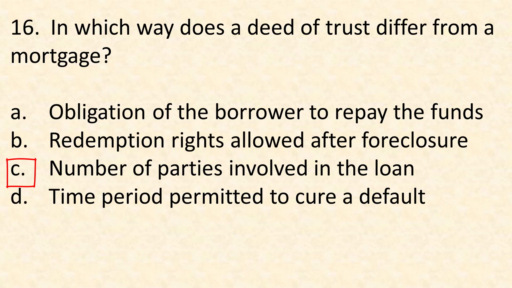A deed of trust is a three-party instrument that conveys naked title to a third party, the trustee, normally an attorney, who holds the title on behalf of the lender, also known as the beneficiary. The borrower is the trustor. A mortgage is a two-party instrument between the mortgagor and the mortgagee.